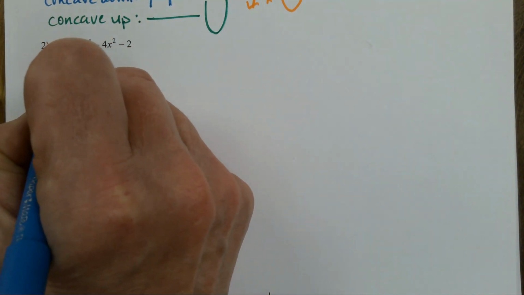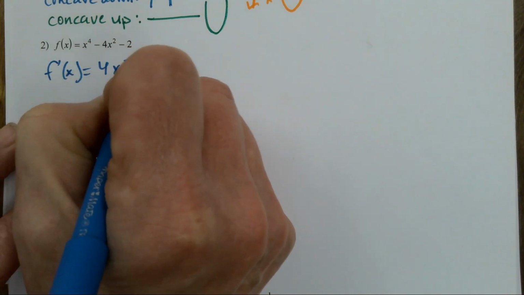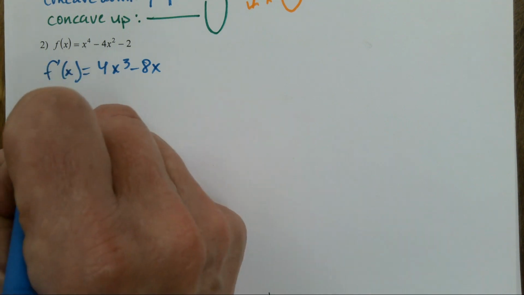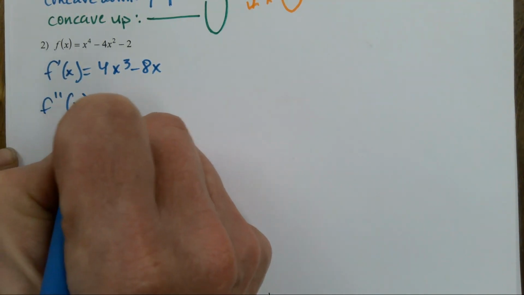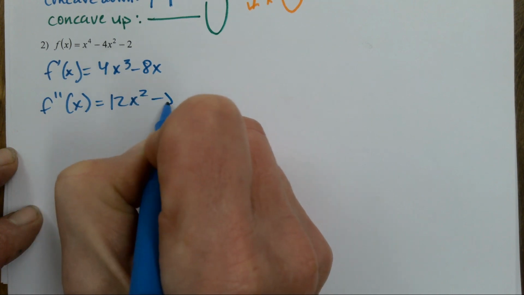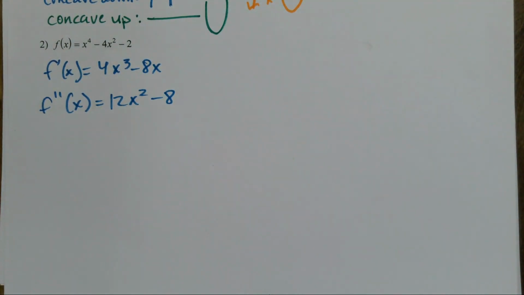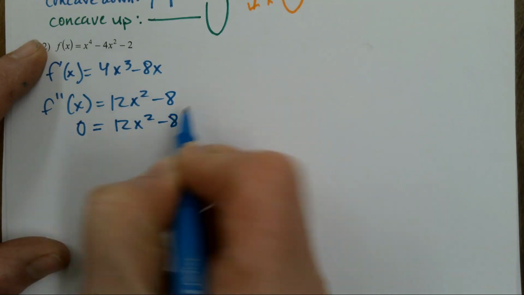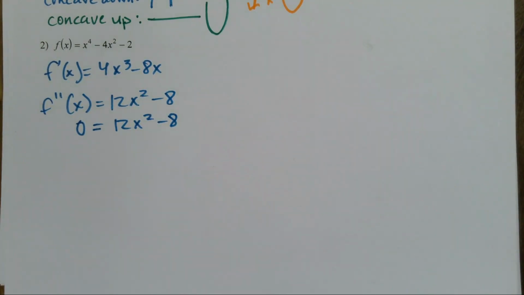F prime is 4x cubed minus 8x. Are you guys getting fast at deriving? Pretty fast. F double prime is 12x squared minus 8. Whoa, I took the derivative of the derivative. Now I'm going to set it equal to 0. I can't really factor that. I don't see what I can factor out of that.